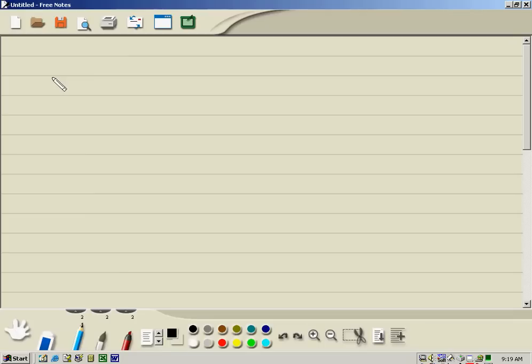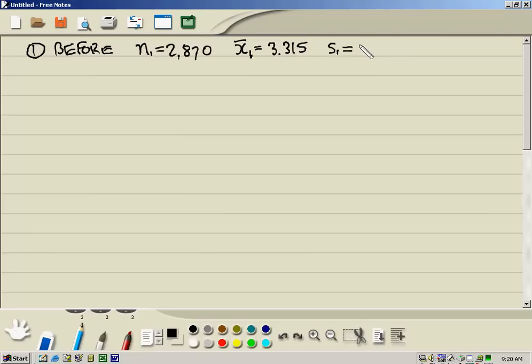As always, we're going to write down our data. Here we have two groups. We'll specify those groups. Group 1 we'll call before. It's the order that the data came in. So before the ban, we had a large sample of 2,870. The average from that group is 3.315 and the standard deviation is 3.043. Then group 2 will be the sample after the ban.